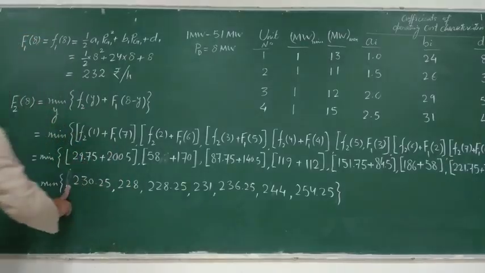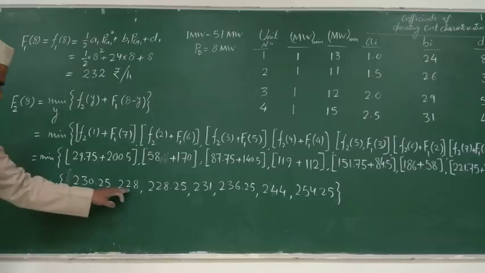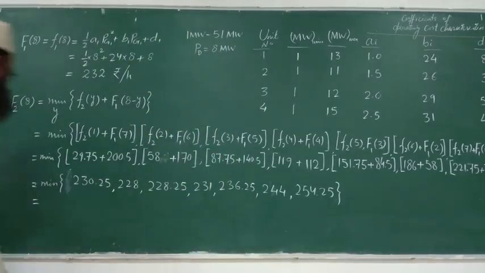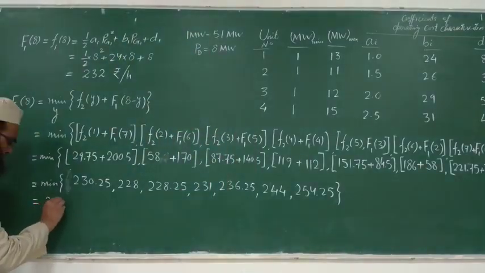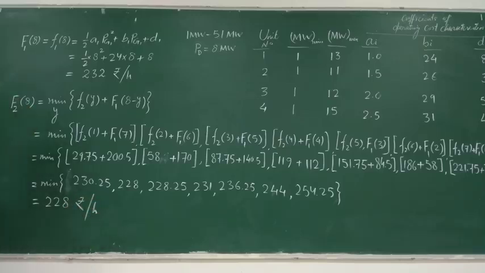So now next will be the minimum of these 7. Which one is minimum? 230. Okay, 228. 228 is the minimum one, 228 rupees per hour. And what was this? 232. Focus here. F18 is more than F28.